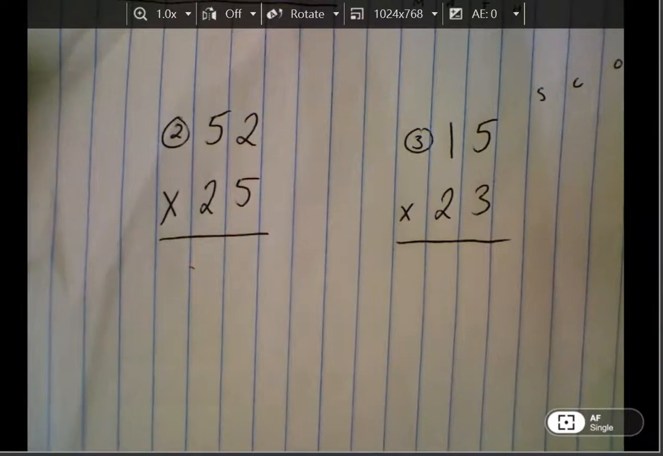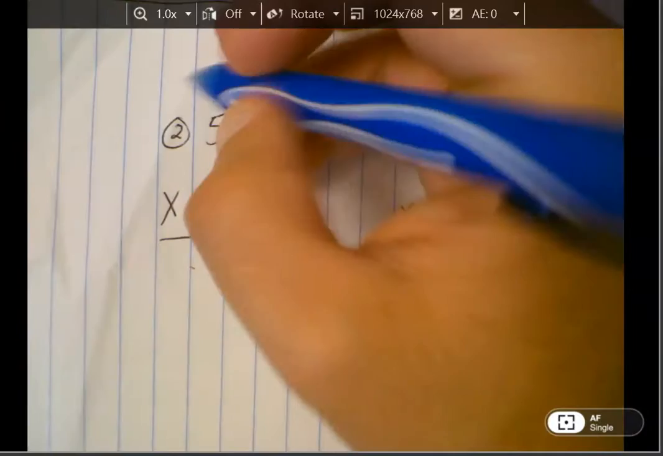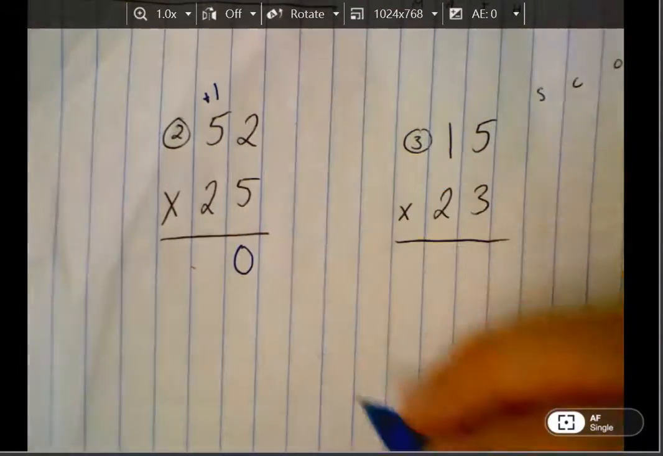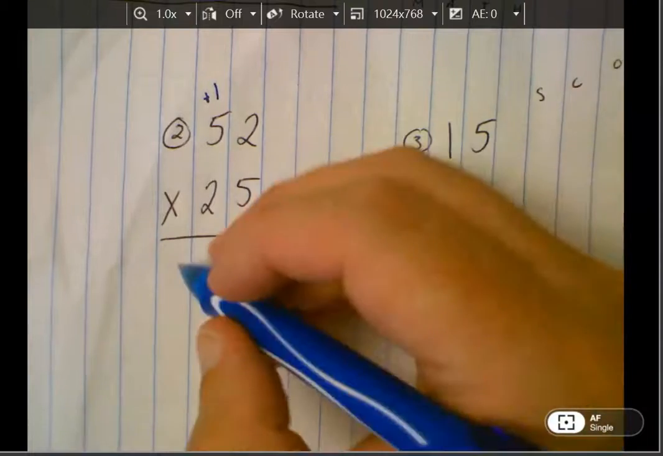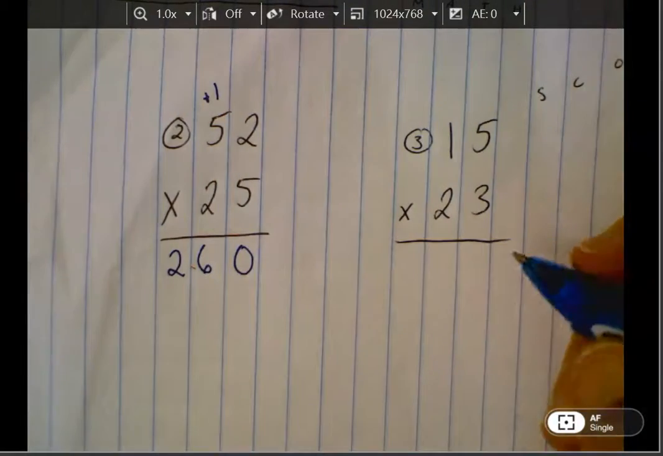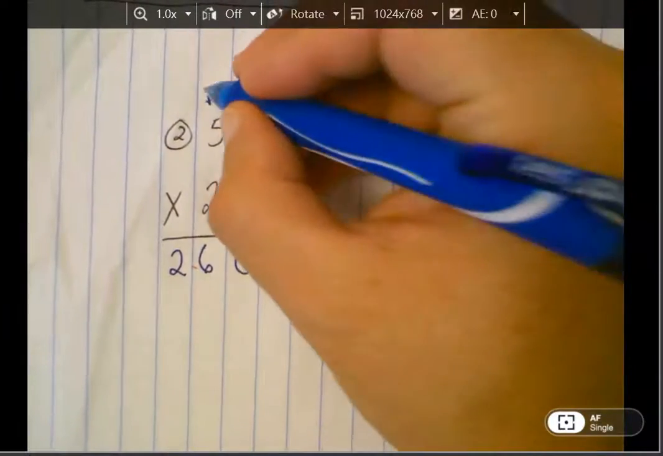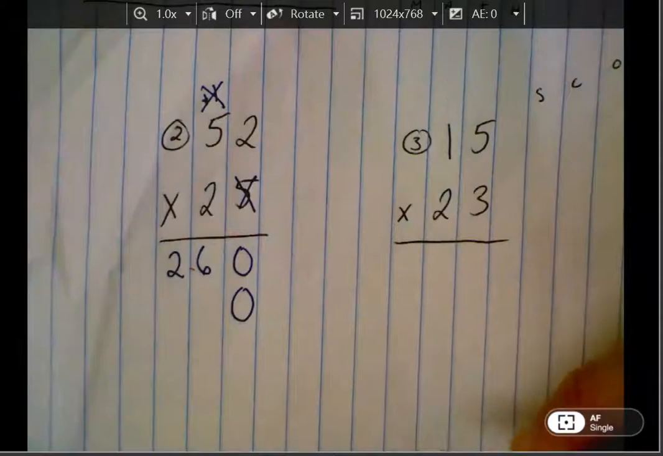Question number 2, once again, start with the ones. 5 times 2 is 10. Carry your 1, and your 0 goes in the ones. 5 times 5 is 25, plus 1 more is 26. You can just place it like that. Then my X's and O's. I cross out what I'm no longer needing, and I add an O, or a 0 in the ones.